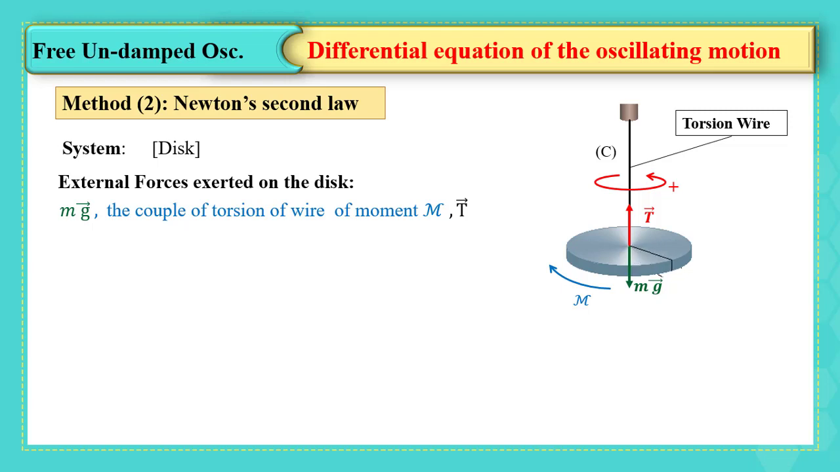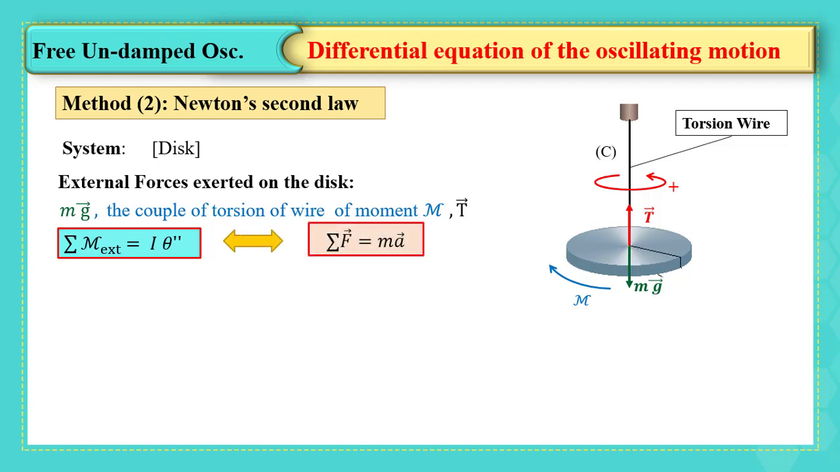You should remember Newton's second law in rotation from last year, which is the sum of moments equals I theta double prime. It is similar to Newton's second law in translation, but instead of F, we have the moment of the force, and instead of m, we have the moment of inertia I, and instead of acceleration, we are talking about the angular acceleration.